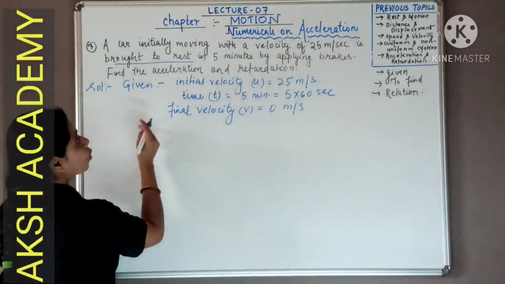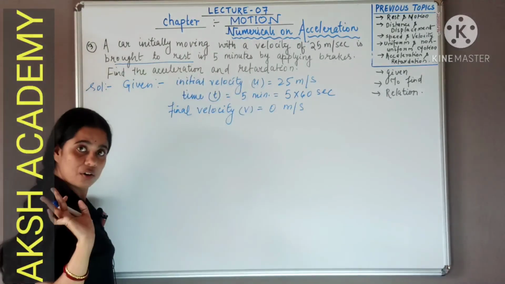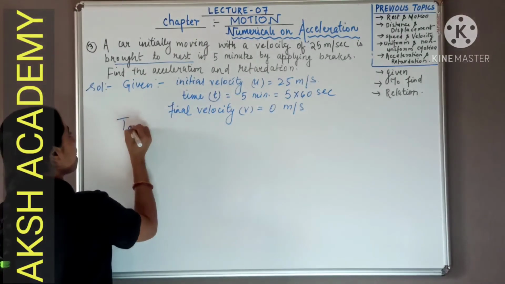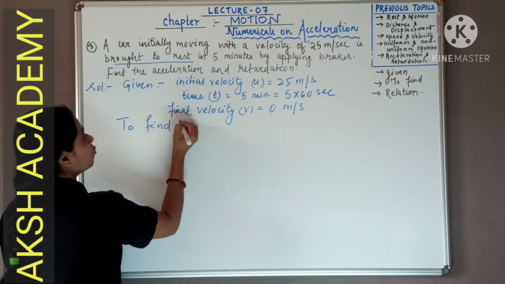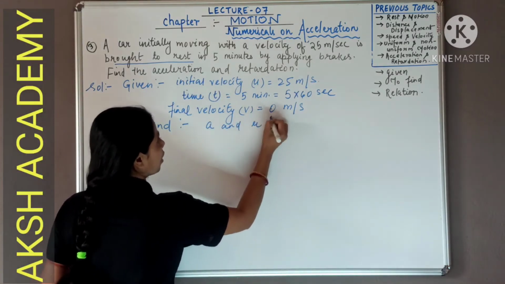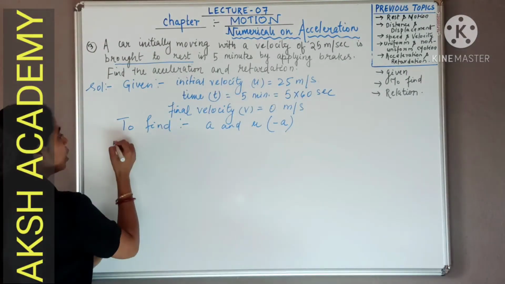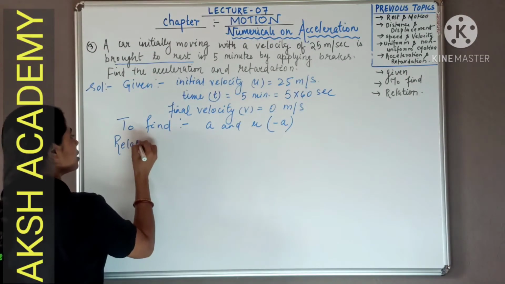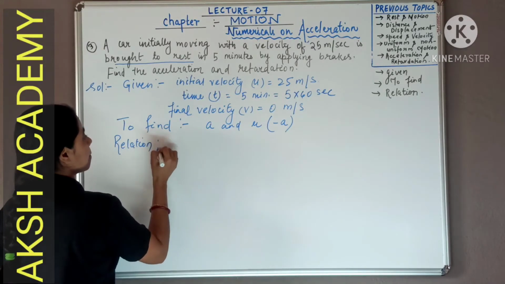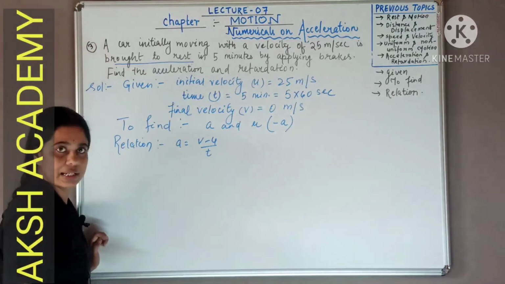So what we have to find? We have to find acceleration as well as retardation, to find A and R. R means negative acceleration. Okay. What is the relation for acceleration? A is equal to V minus U by T.